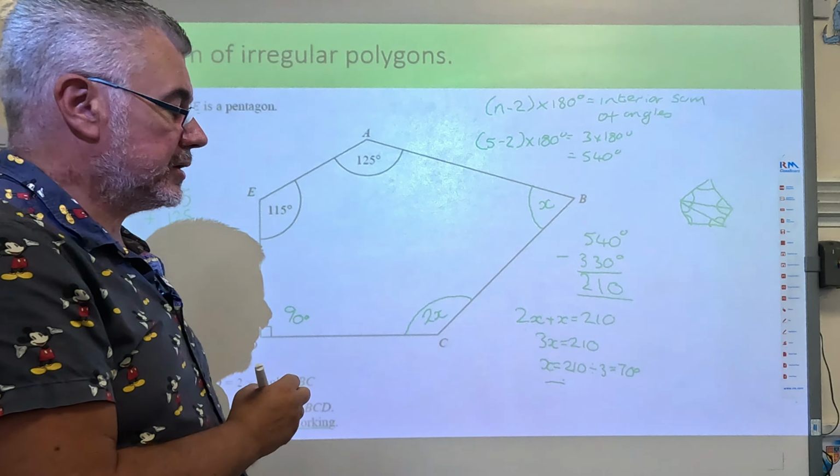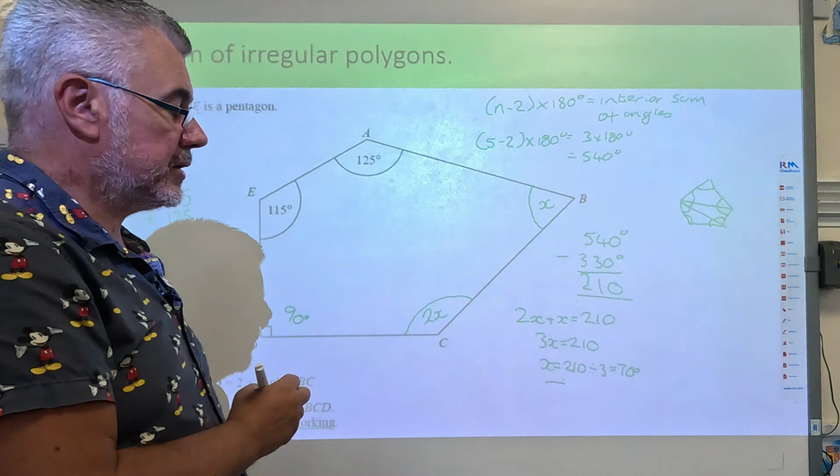If x is equal to 70, I know that's 70. This is 2 times x, this is 140. So my final answer, work out the size of angle BCD. I'm just going to pop it underneath. BCD equals 140 degrees. And I have my answer. If I had time at the end of the exam, I would double check by making sure 125, 115, 90, 140 and 70 do indeed sum to my magic sum of 540.